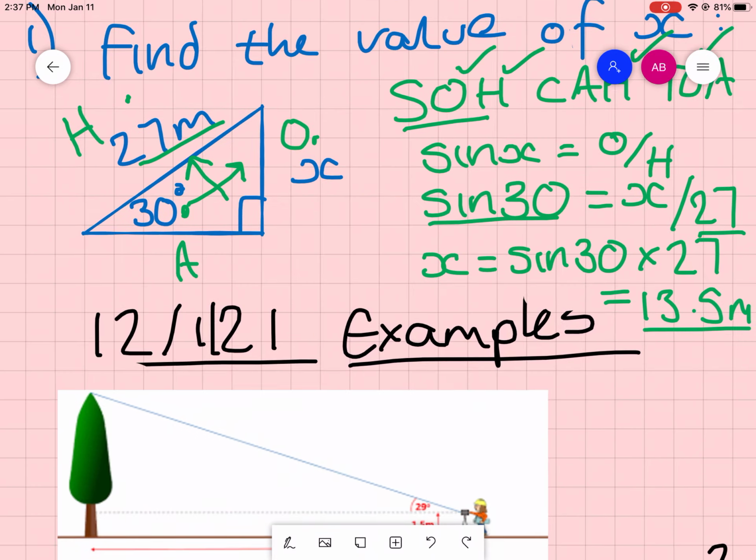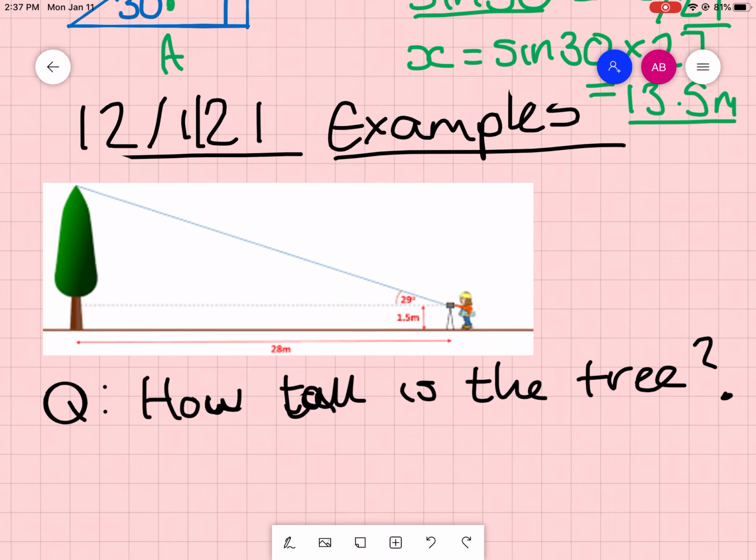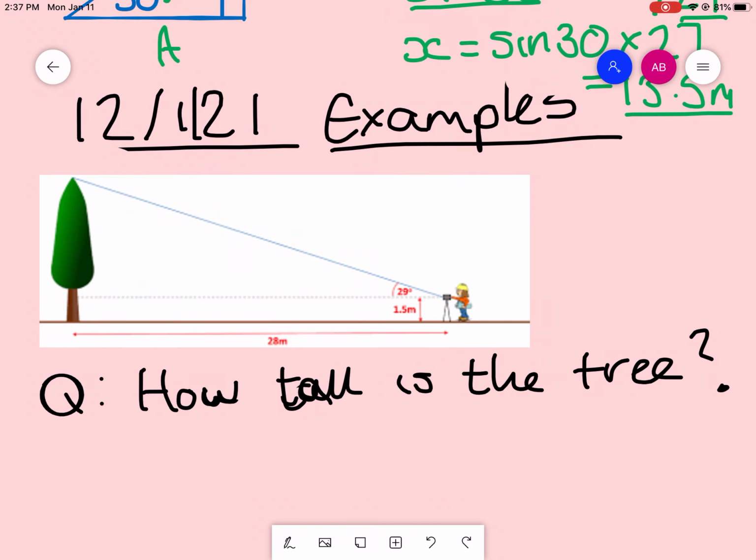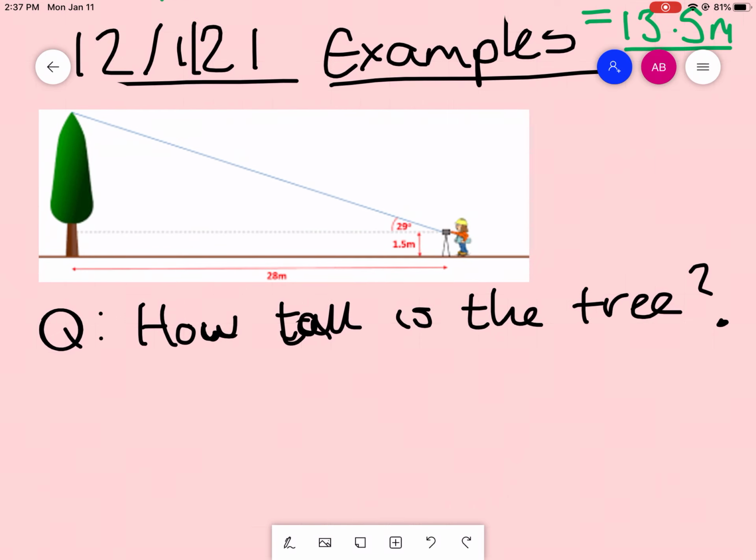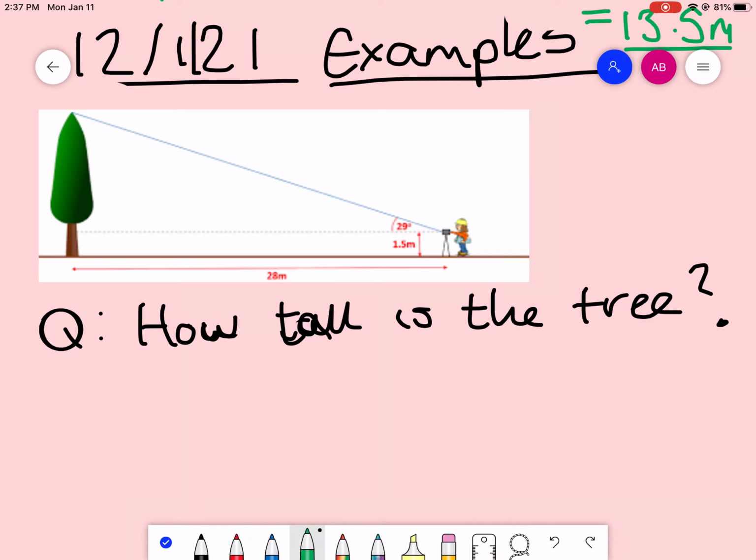Next today, we are moving on to look at some more of these examples, but they'll just be in a little bit of a different form. So the example we're going to look at today is just one of them. We have got this diagram here with a tree, a little person standing there as well, and we have to work out how tall the tree is.